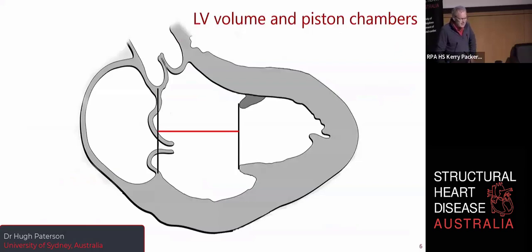So let's just have a look at the ventricle. We've known for 30 years that the distance between the papillary muscle tips and the plane of the mitral valve remains constant throughout the cardiac cycle. However, the long axis of the left ventricle does shorten, and this shortening occurs between the apex and the tips of the papillary muscles.